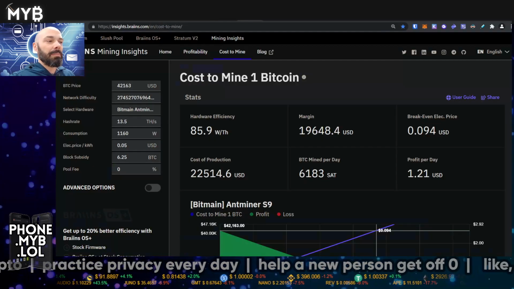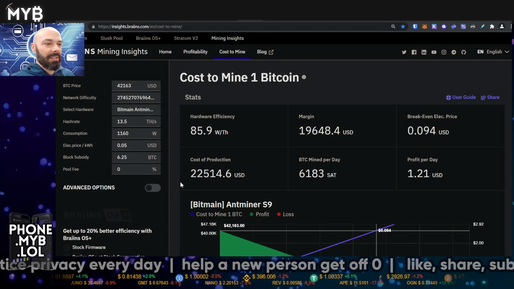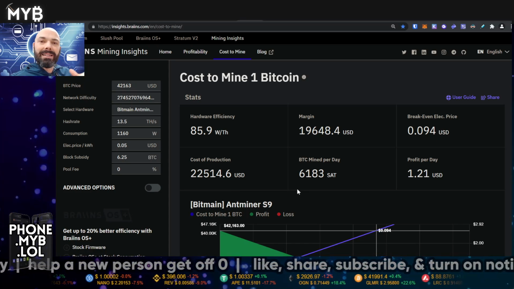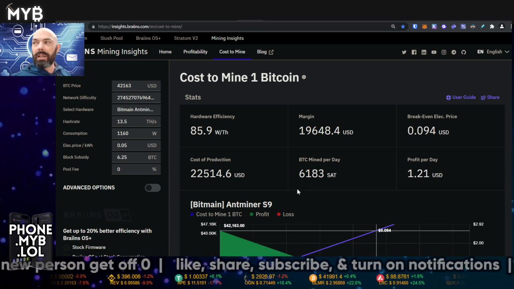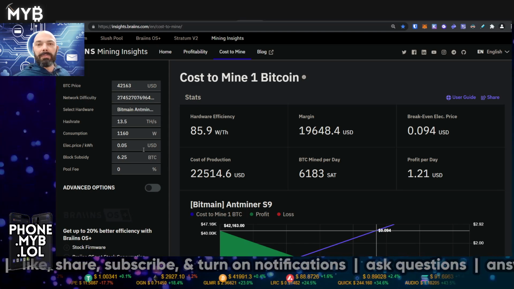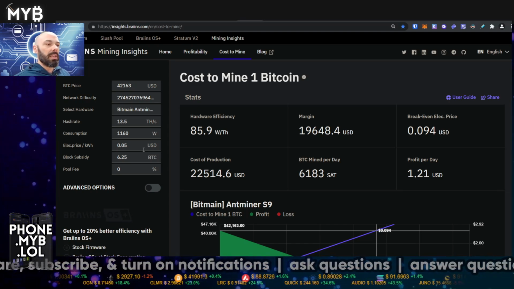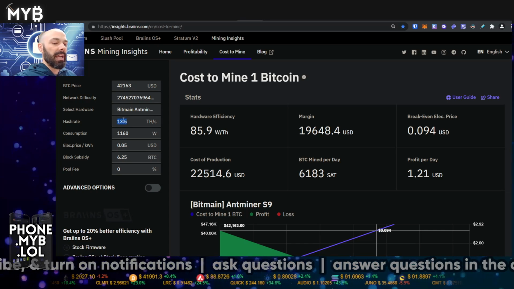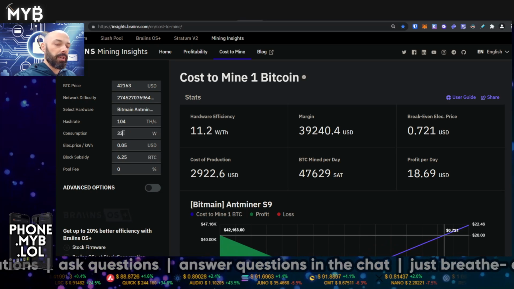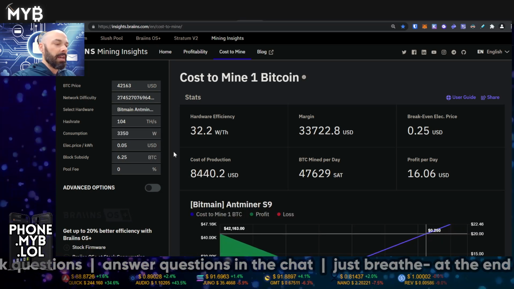All right, guys. Cost to mine one full Bitcoin. If you had an Antminer S9 right now, you would need power at least below 9 cents, almost 9.5 cents per kilowatt hour. That hasn't changed very much. At the 5 cent mark, though, you're doing pretty well, even on an aging Antminer S9. Let's take a look at the 104 terahash and then 3350 watts.